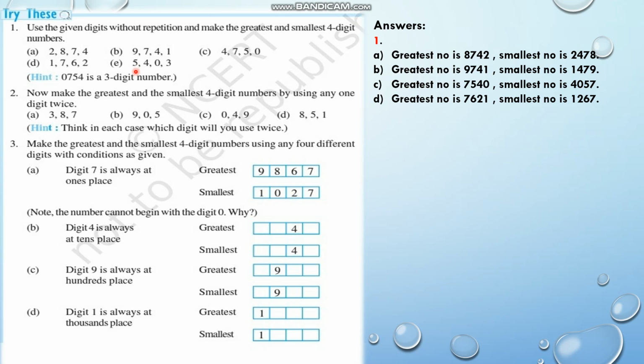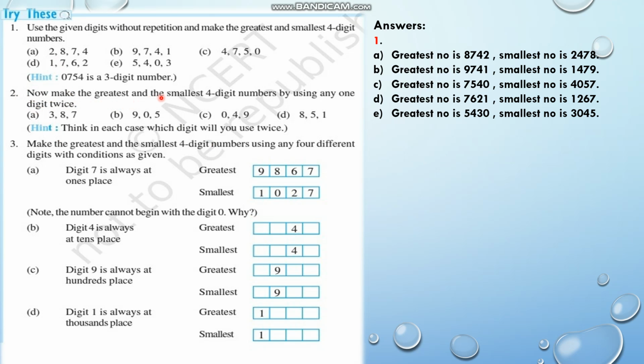Now the next one: 5430. That is the greatest number, and the smallest one, yes, 0345. That way we cannot write, because that will be a 3-digit number. So 3045 is the smallest number. Got it, children? Okay, now let's move to the next question.